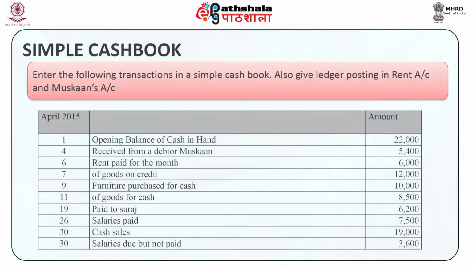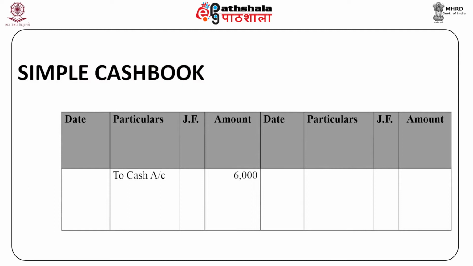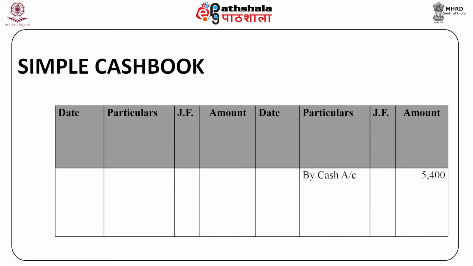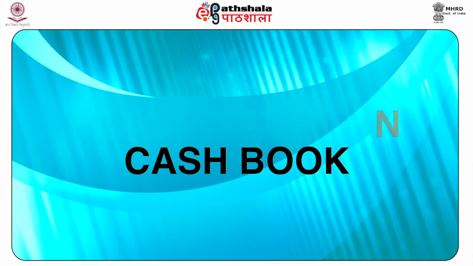Now we can discuss an example. Enter these transactions in a simple cash book. Also give ledger posting in rent account and Muskan's account. We can see this on the screen. Then there are ledger postings, which discuss rent account. Then there is Muskan's account. Now we can discuss double column cash book.